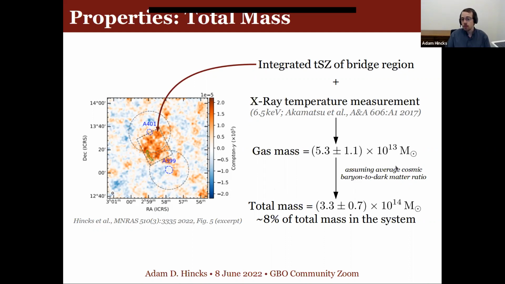And then if you just assume the average baryon to dark matter ratio, you can estimate the total mass in this filament, which is really large. It's similar in size to a cluster, actually. These 2 clusters are huge, but this represents almost 10% of the mass of this 2 cluster system in this region affiliated with the filament.